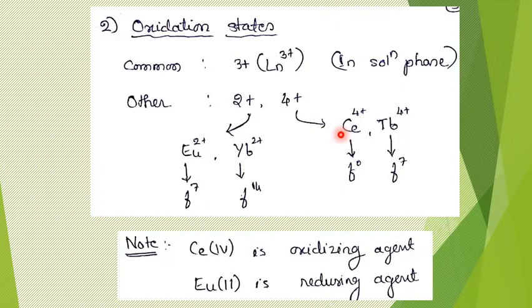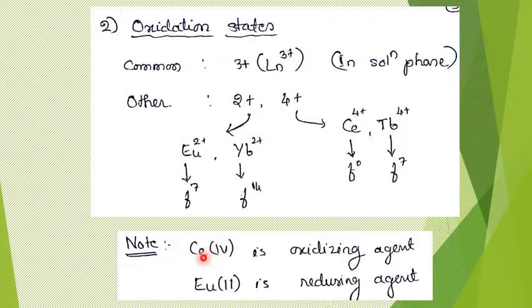Why are they important? It's because of this reason. Cerium 4+ can even be represented in Stock notation in this way. Cerium 4+ is a very good oxidizing agent. In fact, it can even oxidize water, but because of kinetic reasons, usually that oxidation is not observed in solutions. But cerium 4+ is a good oxidizing agent.